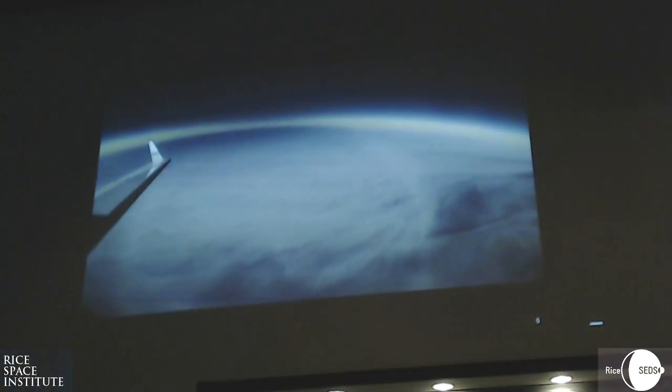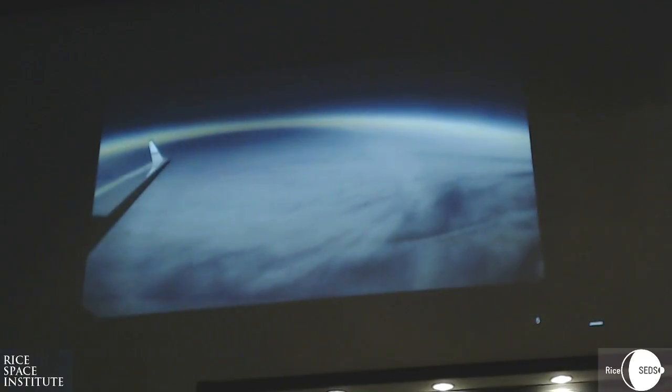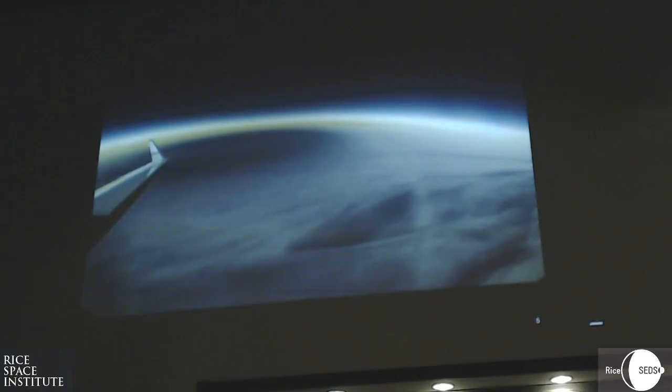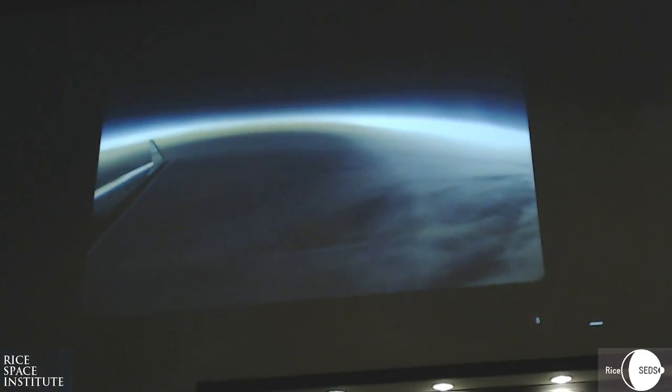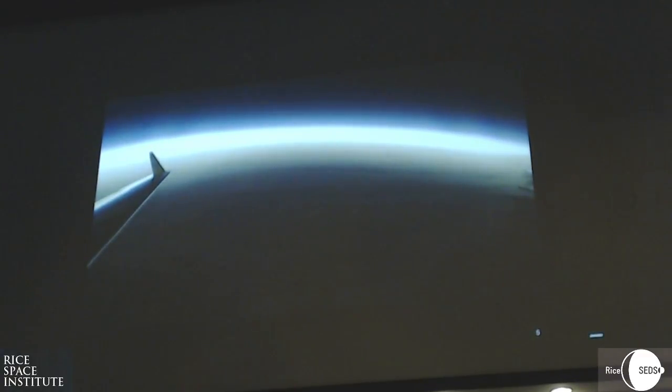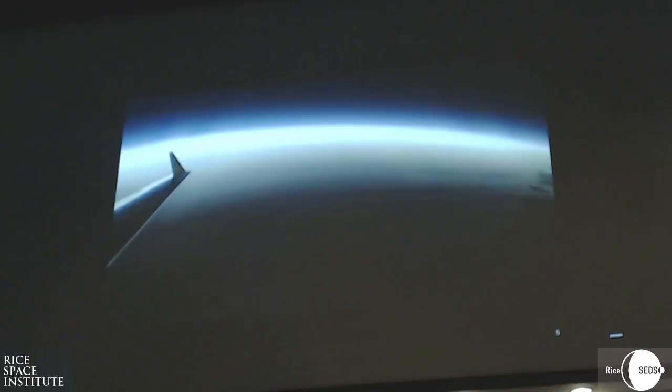Others were actually looking down at the shadow. This is a speed-up version of the shadow racing across the clouds as the plane was in motion, making the observations, testing those instruments. And it's a pretty spectacular view from that perspective.